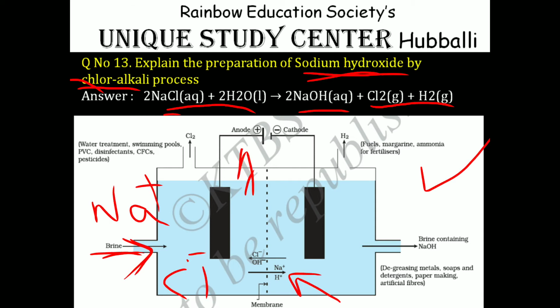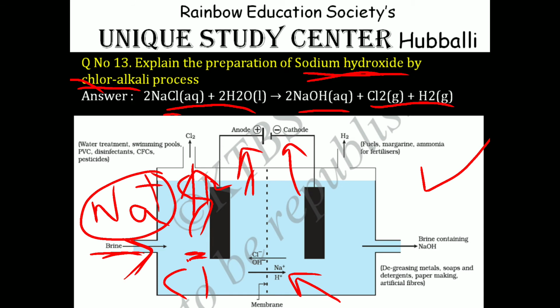This graphite is called the anode, which carries positive charge. This is the cathode, which carries negative charge. In NaCl, the chlorine carries negative charge. That negatively charged chloride is attracted by the positive charge, hence it moves towards the anode, where electrons are donated and neutral chlorine is liberated on the upper side. Sodium, being positively charged, is attracted towards the cathode, and it reacts with the water to form sodium hydroxide.